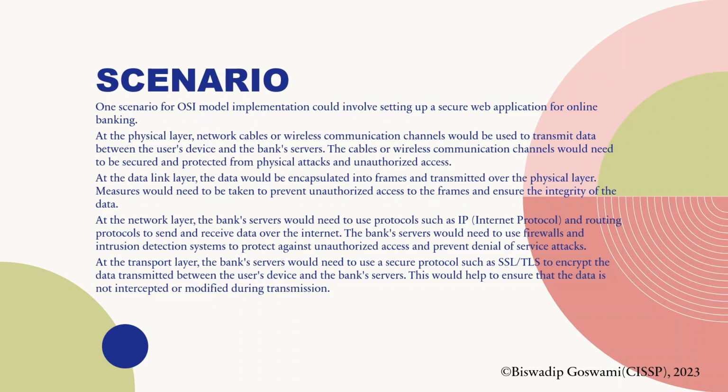The bank's servers would need to use firewall and intrusion detection systems to protect against unauthorized access and prevent denial of service attacks. At the transport layer, the bank's servers would need to use a secure protocol such as SSL or TLS to encrypt the data transmitted between the user's device and the bank's servers. This would help to ensure that the data is not intercepted or modified during transmission.